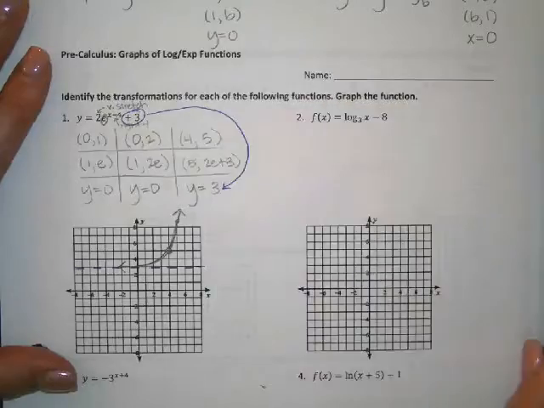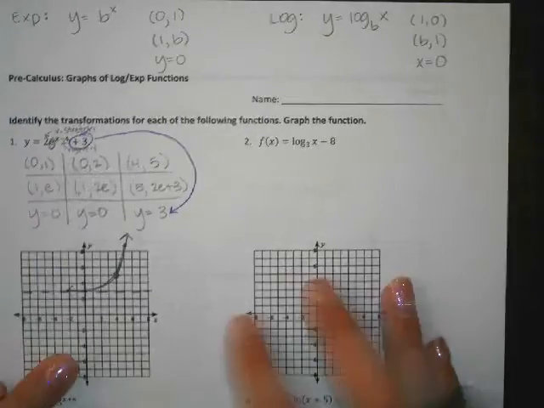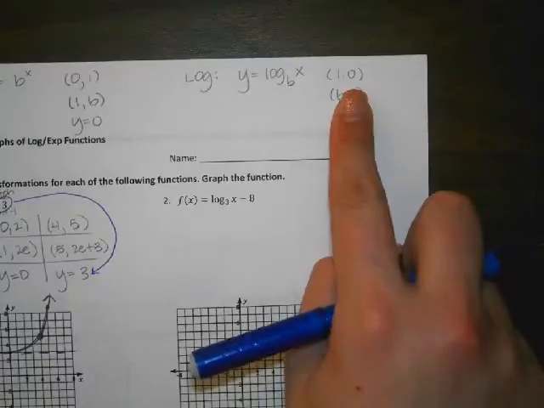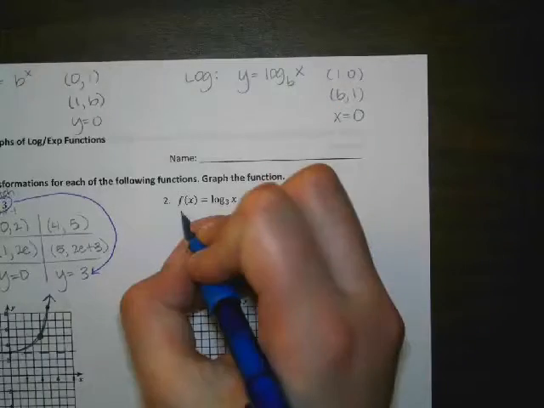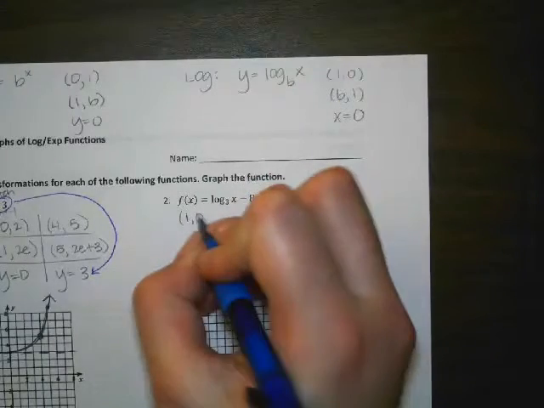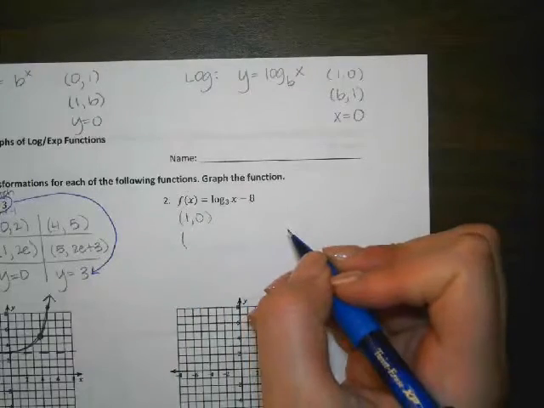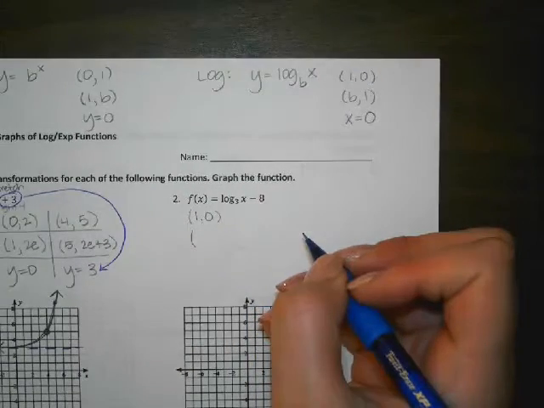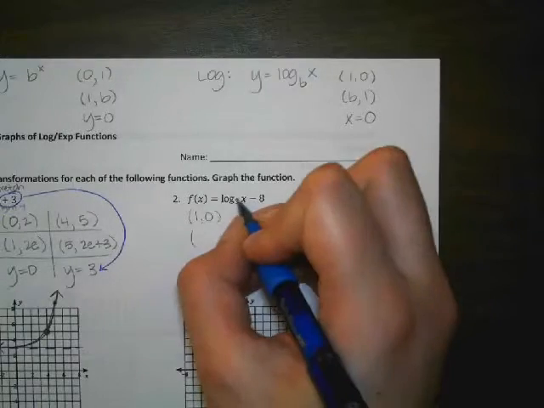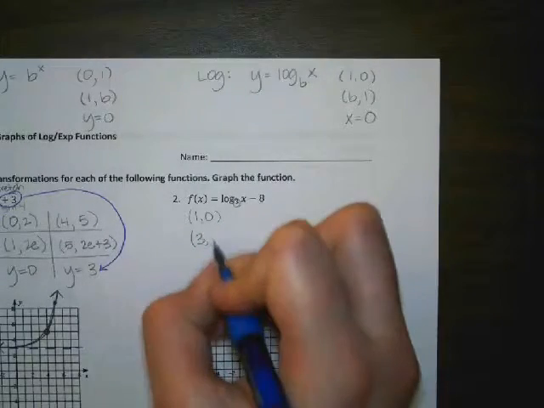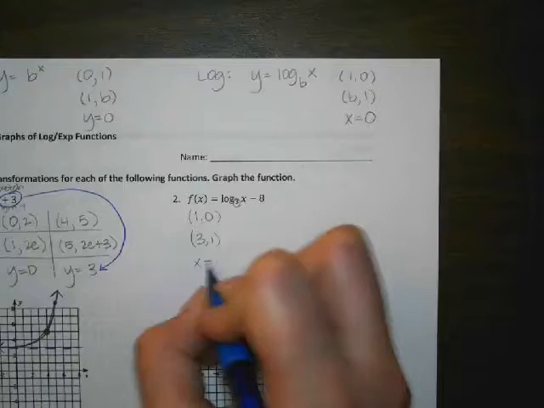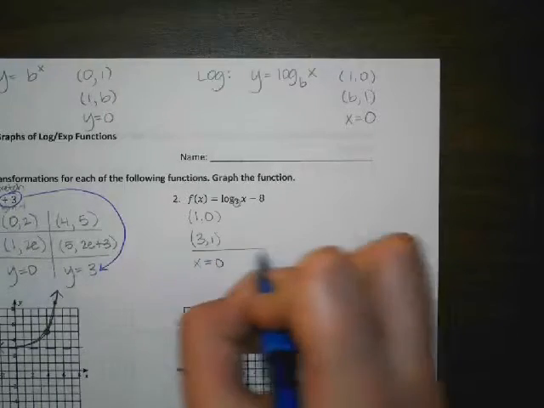Okay, let's go ahead and try number 2. So number 2 is a log graph, so we're going to start over here. We have the point 1, 0. What's the base? 3. Log base 3, so 3, 1, and then a vertical asymptote for this one.